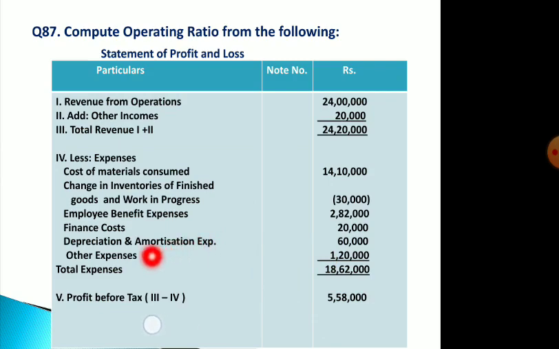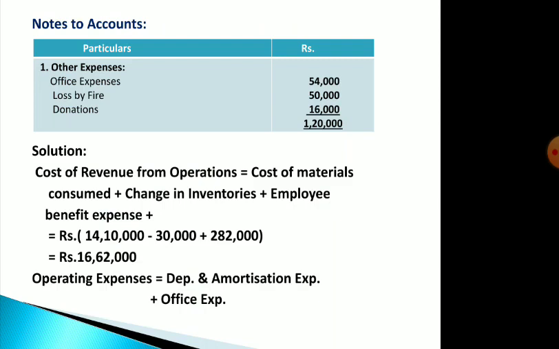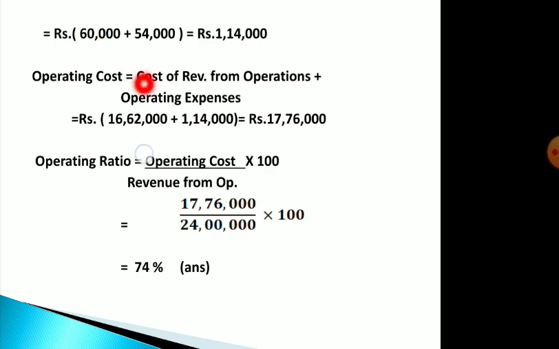So for my operating expenses, if you see, we have depreciation and amortization expense and other expenses. Finance cost is a part of non-operating expenses, so it is not included. Other expenses, as we have seen in the notes to account, were subdivided, and office expenses will be included in operating expenses. The rest are not part of operating expenses. So in operating expenses, the depreciation and amortization cost is 60,000 plus 54,000 from other expenses, that is 1,14,000. Therefore, the operating cost is cost of revenue from operation, which is 16,62,000, plus operating expenses of 1,14,000, equal to rupees 17,76,000. Now putting it in the formula, operating ratio equals operating cost divided by revenue from operations into 100. 17,76,000 divided by 24 lakh into 100 is 74%.